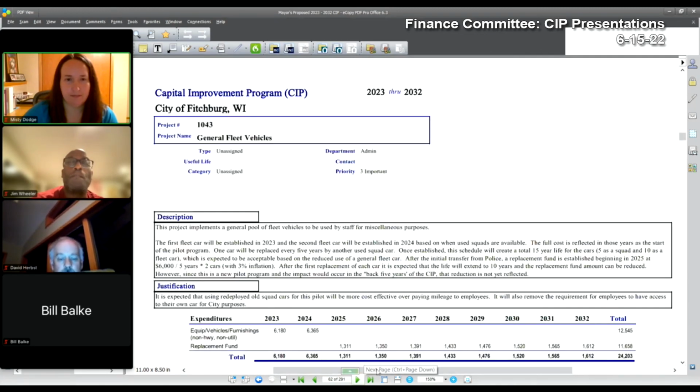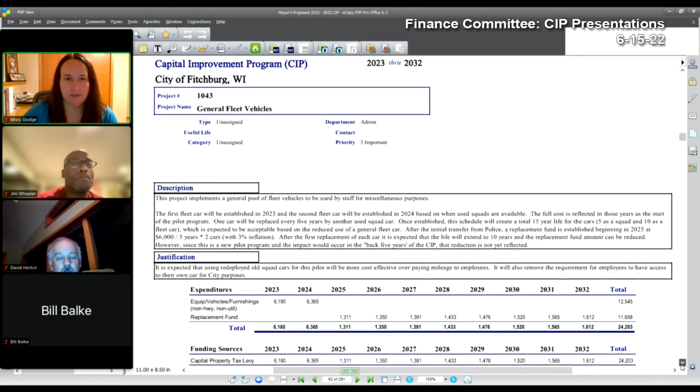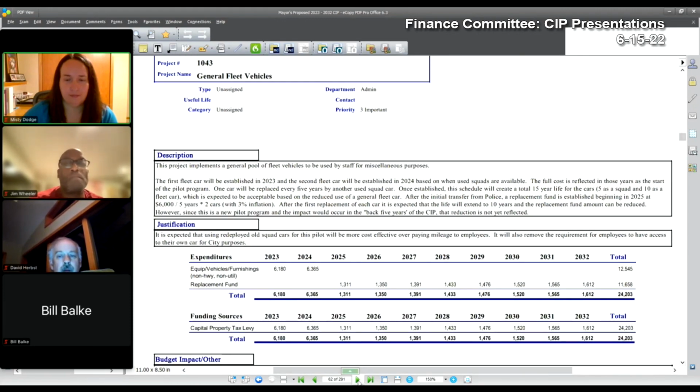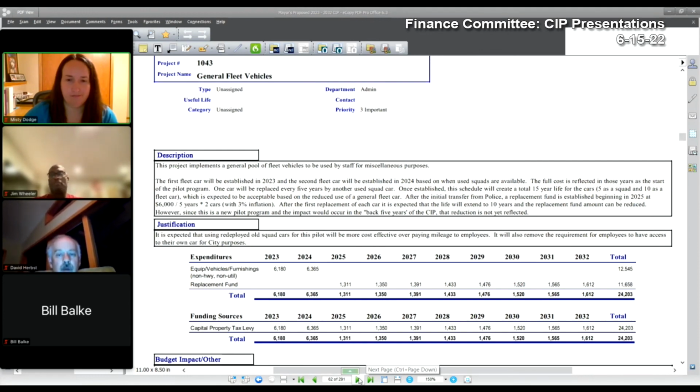The Project 1043 general fleet vehicles, again, this is to create additional fleet vehicles available for city hall staff or city staff, and we will be purchasing police vehicles that are coming out of service.